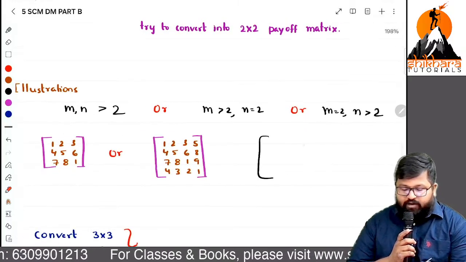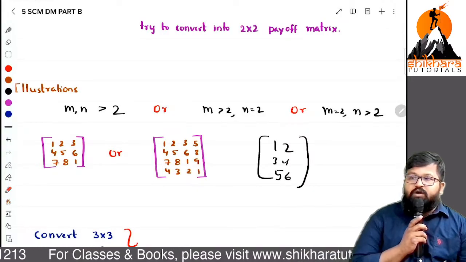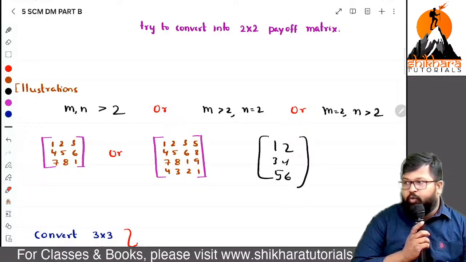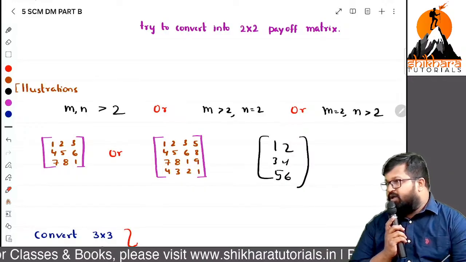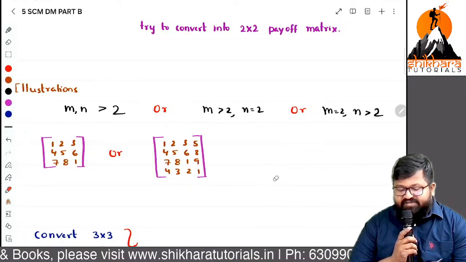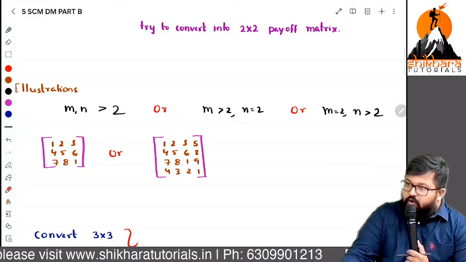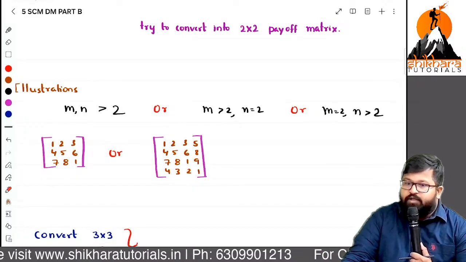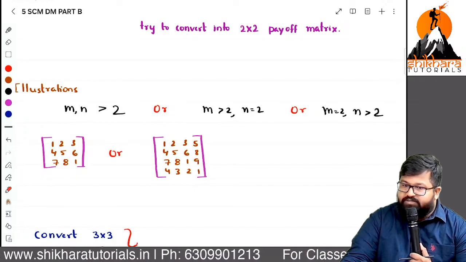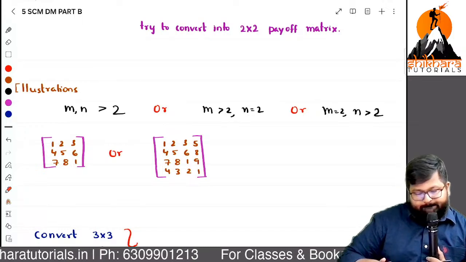Or else, second alternative. What is the order of the matrix? 3 by 2. Even then, we can apply the rule of dominance or a graphical method. Straight away, if he's asking us to solve with the graphical method and all, it is very, very easy. Game theory is very easy, provided you are practicing the points and you are clear with the points.